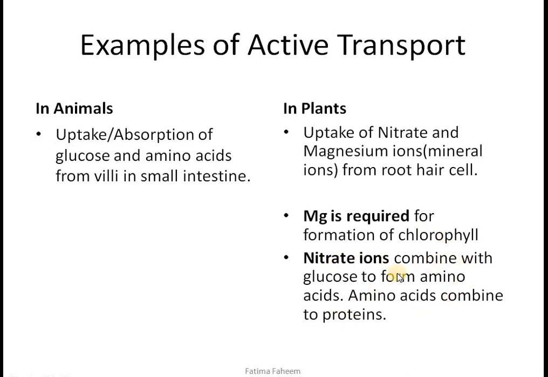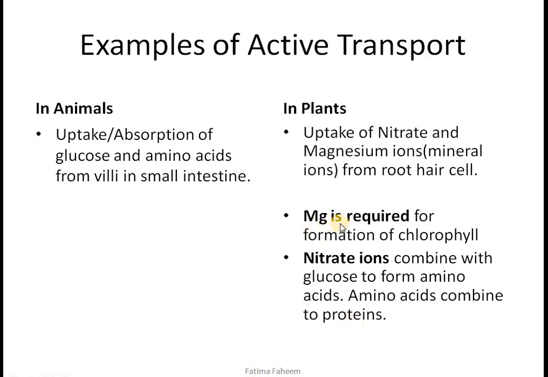Nitrate ions would combine with glucose. This glucose comes from photosynthesis. When nitrate ions are absorbed by the root hair cells, they will combine with glucose to form amino acids. Amino acids are building blocks of proteins; they will combine to form proteins.